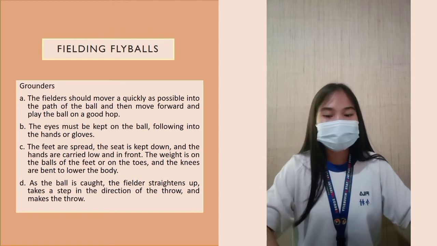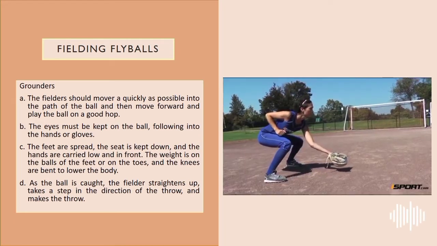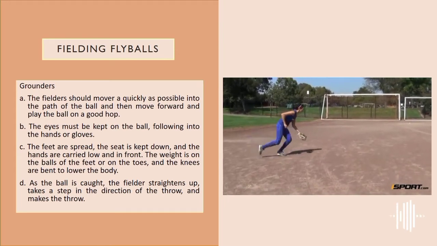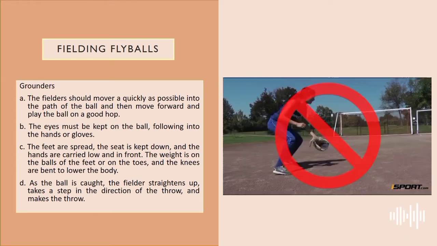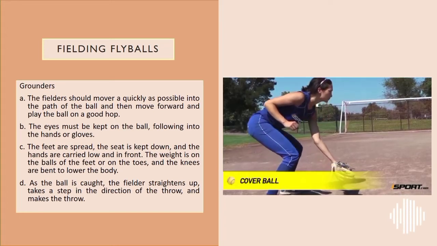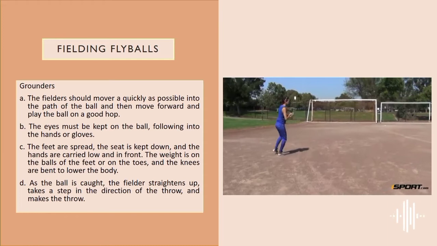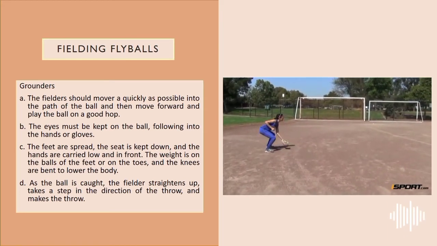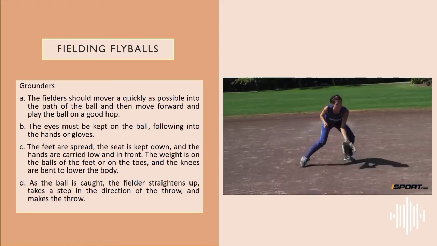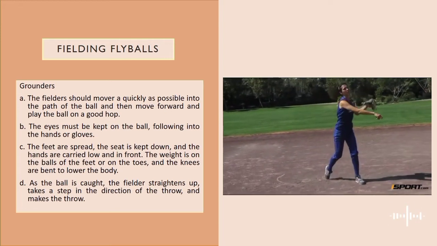Next, fielding fly balls. We have A. Grounders. The fielders should move as quickly as possible into the path of the ball and then move forward and play the ball on a good hop. B. The eyes must be kept on the ball, following it into the hands or gloves. C. The feet are spread. The seat is kept down and the hands are carried low in front. The weight is on the balls of the feet or on the toes, and the knees are bent to lower the body. D. As the ball is caught, the fielder straightens up, takes a step in the direction of the throw, and makes the throw.